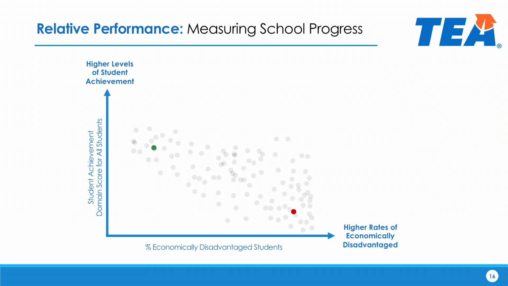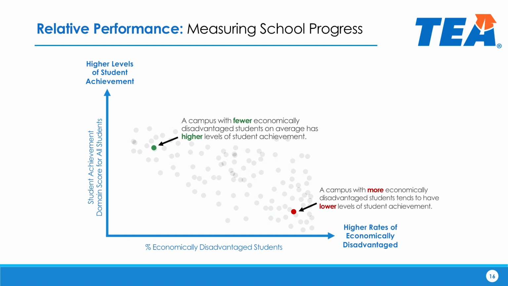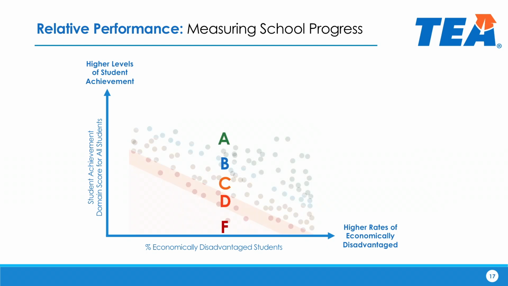So as an example, maybe if you are a green dot campus, maybe you have fewer economically disadvantaged students, and on average you would have higher levels of student achievement performance. A red dot campus would have maybe more economically disadvantaged students, and on average would have lower levels of student achievement. So if TEA looks at all campuses in the state, what they're going to do is develop an average. And from there, they will determine bands in terms of what is A, B, C, D, and F. So for example, a campus maybe with higher economically disadvantaged students, in terms of this A band, would need a certain amount, maybe not the highest, but a certain amount to be A or B or C or D. And that's the other part of this component.